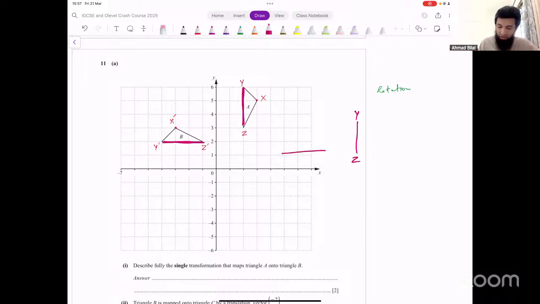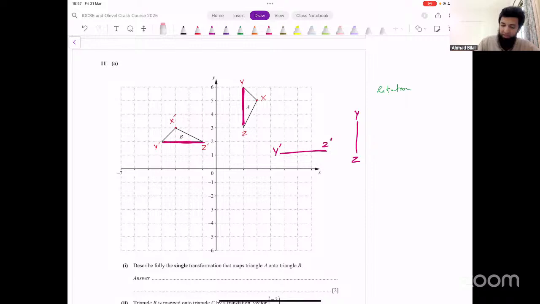It's becoming Y prime, Z prime. So this Z has to go there basically, right? So that it becomes horizontal, right? Z has to go there. So what angle is it going to be?